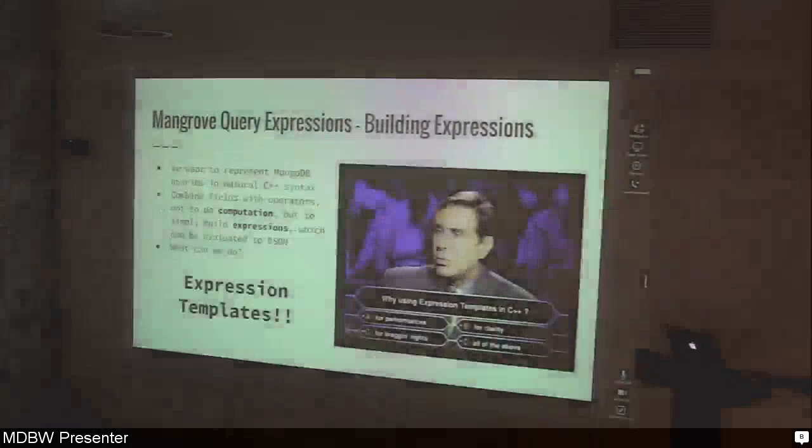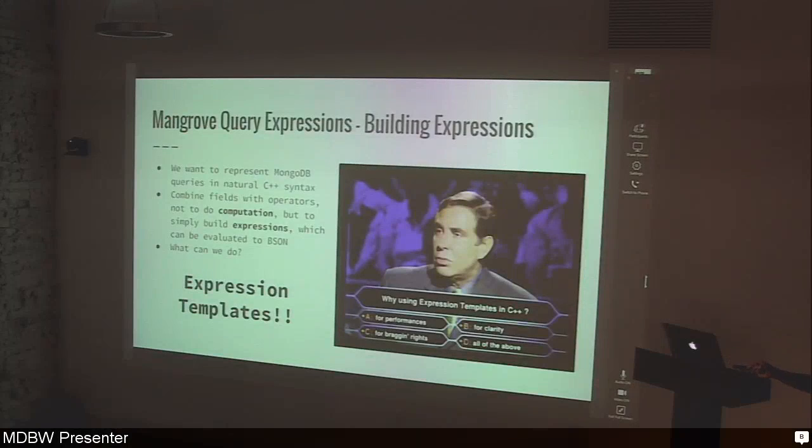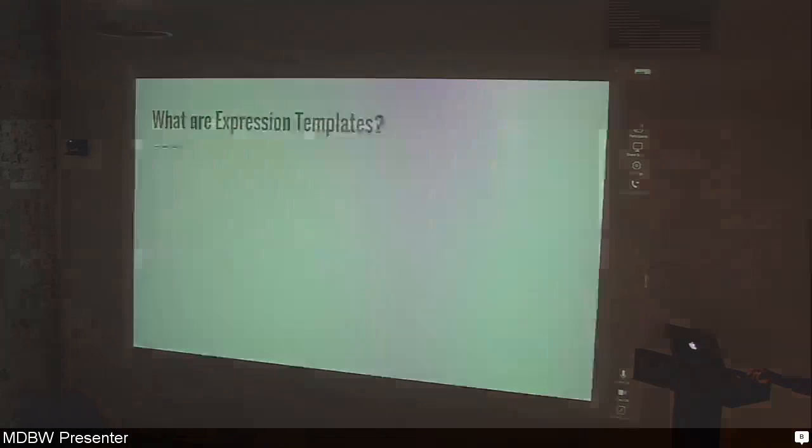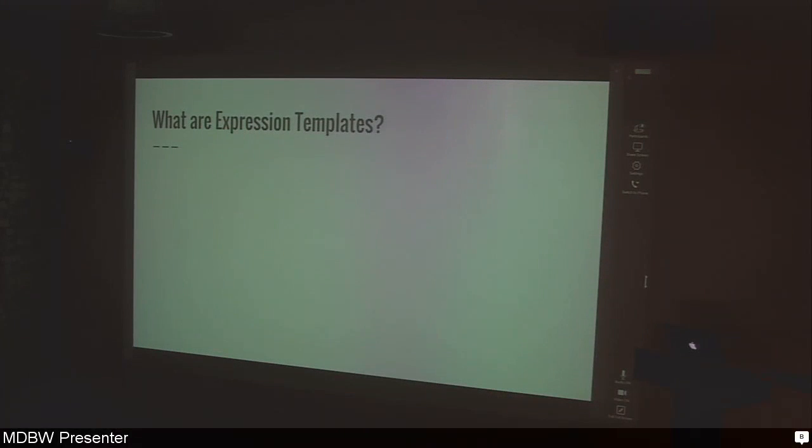And what we use for this is called expression templates. Expression templates are a way of representing arbitrary expressions, such as mathematical expressions, or in this case, MongoDB queries, by constructing C++ objects.